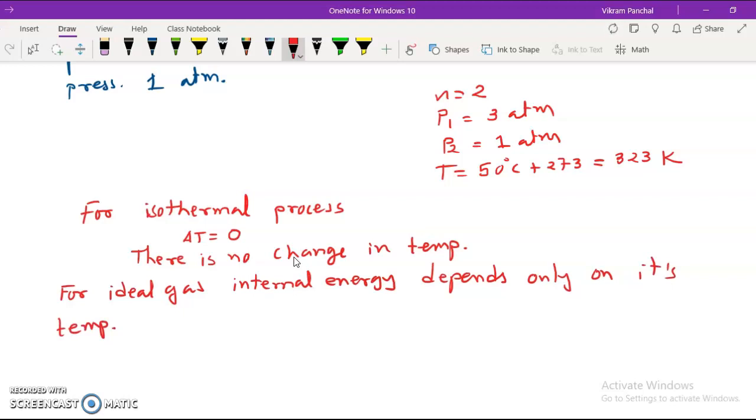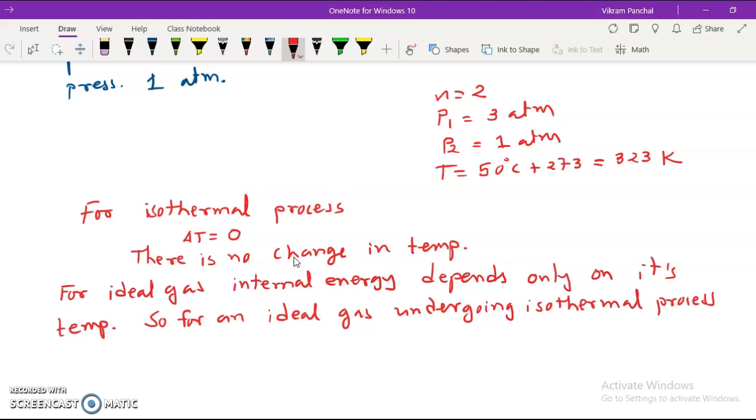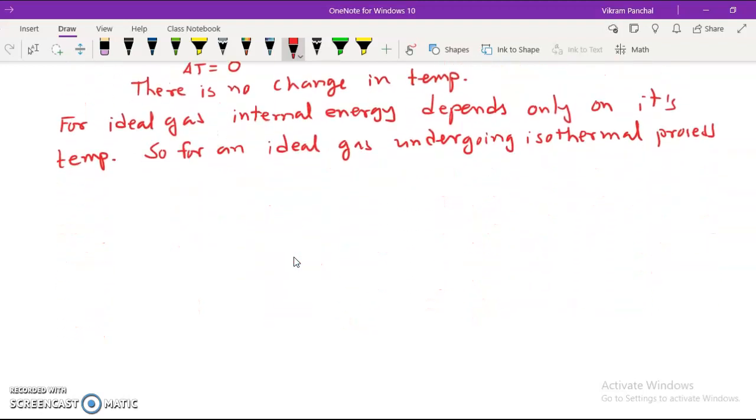So for an ideal gas undergoing isothermal process, internal energy change will be 0. So delta E, or delta U, will be 0. For isothermal process, if delta E is equal to 0, then delta E is equal to Q minus W, and we can say that heat exchange is equal to work done.